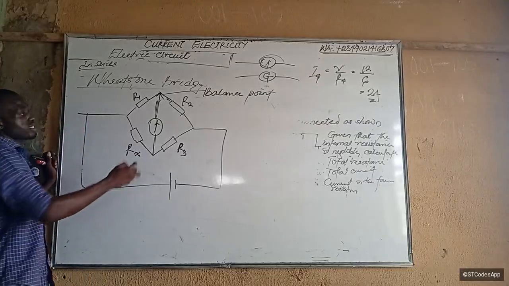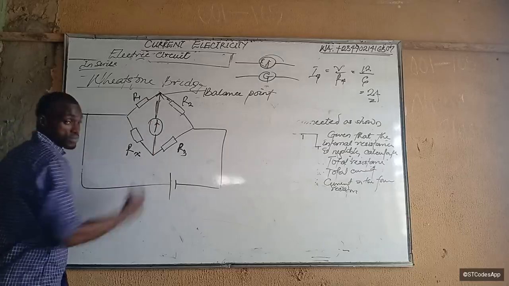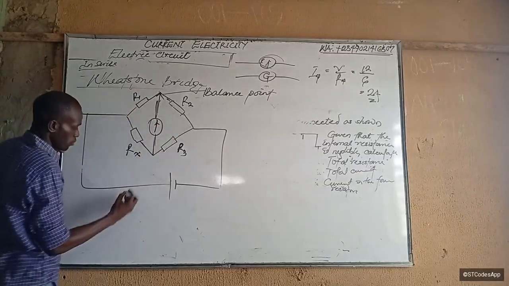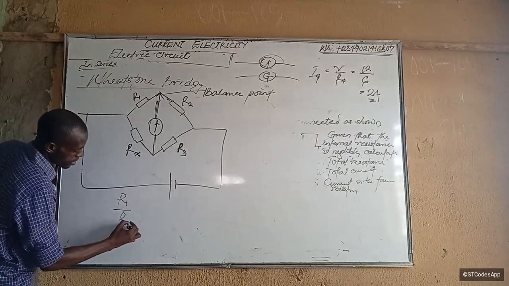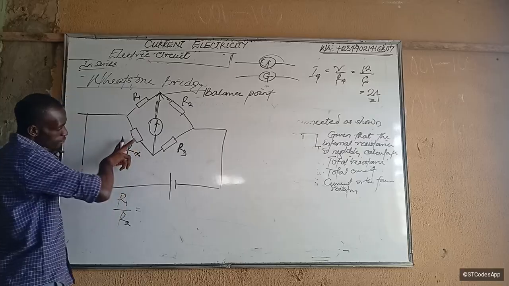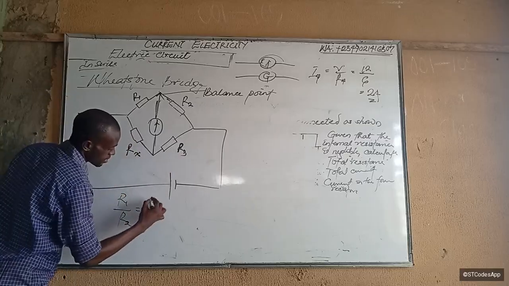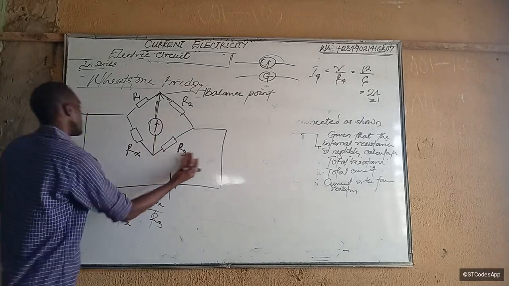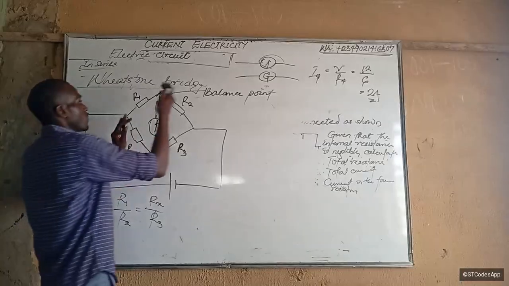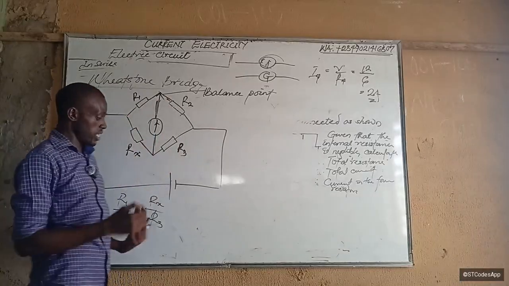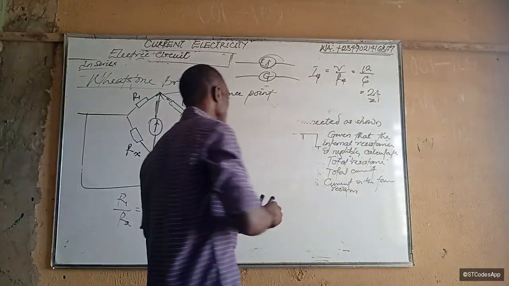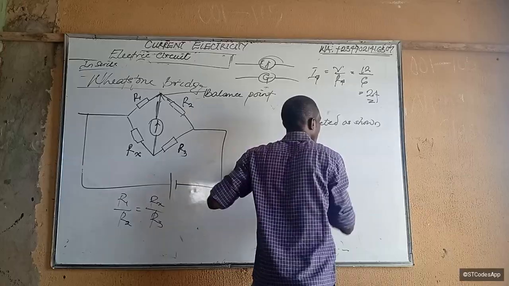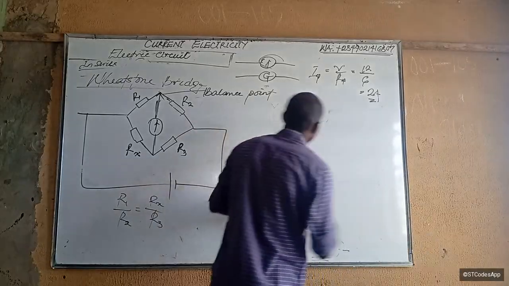Now, what you do is take ratios across the bridge. So this is all you do: R1 over R2 should be equal to Rx over R3. Is that clear? If you do it like this, you say R3 over Rx equals R2 over R1. And you're able to calculate the unknown. The meter bridge works with the same principle, only that the arrangement is different. We also use it to calculate resistance.